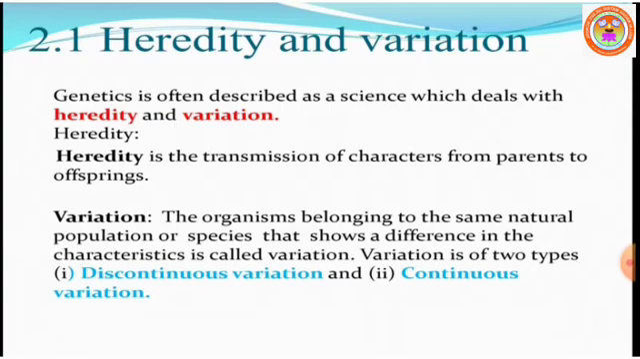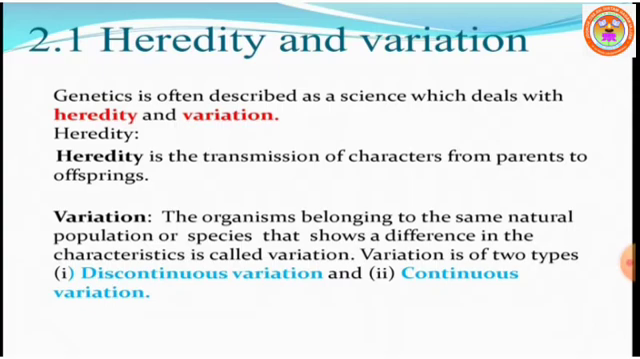What is variation? Organisms which belong to the same natural population or species that show differences in their characteristic features is called variation. So individuals which belong to the same species show dissimilarity or differences between them, which is called variation. Variation is of two types: continuous variation and discontinuous variation.